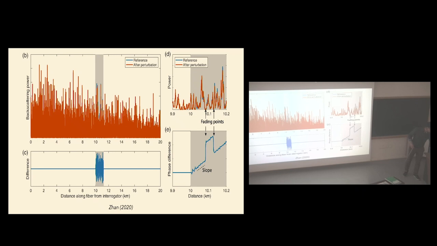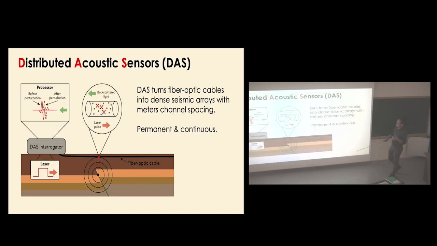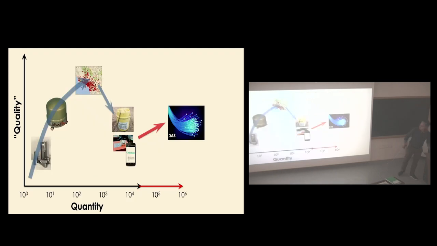So of course, one of the biggest strengths of DAS is you are turning an existing cable into sensors. As long as you put this DAS unit in and you power it and you have data telemetry, suddenly you have a dense array that is permanent and is continuously running. I'm going to argue that these are the two major reasons why DAS is such a great opportunity for ambient noise seismology. I want to put this development into this context here, kind of the history of seismic instrumentation.